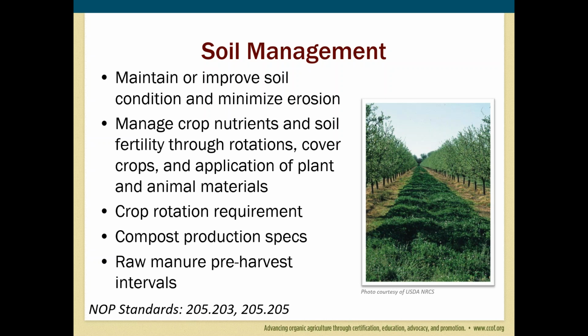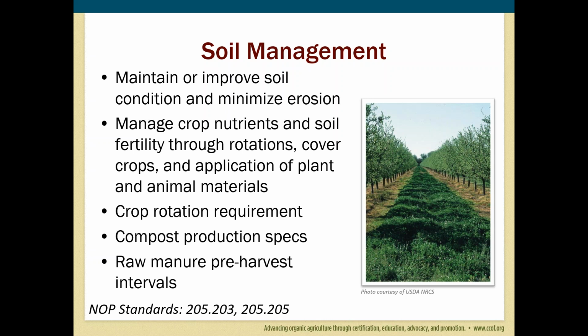For a perennial operation like the orchard that you see here in the picture, farms need to use alternative practices that meet those same goals and introduce biological diversity into their systems. So in this picture, you see the nice cover crop in between the rows, which is part of how this farm is meeting that requirement.